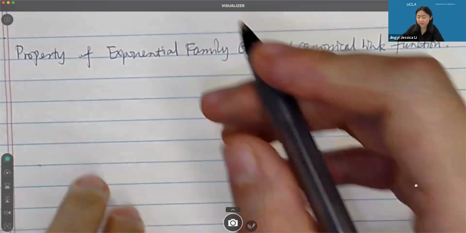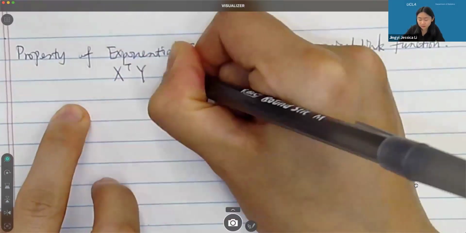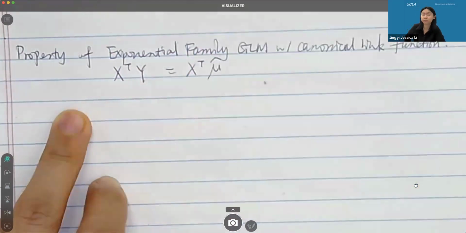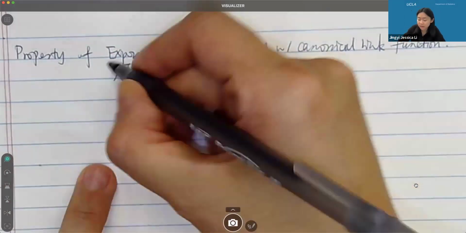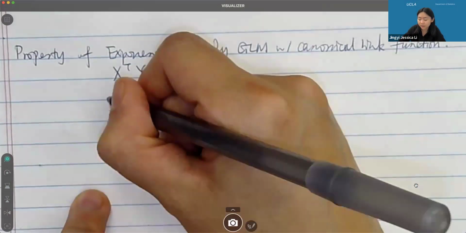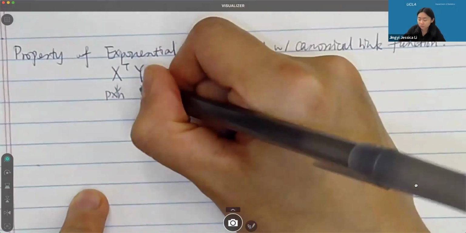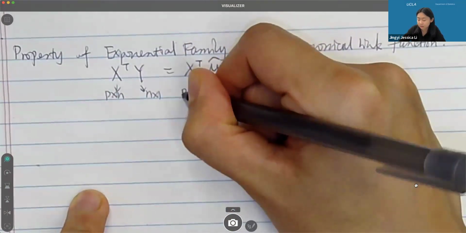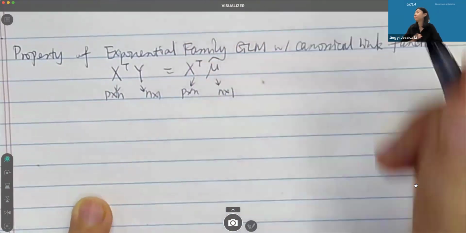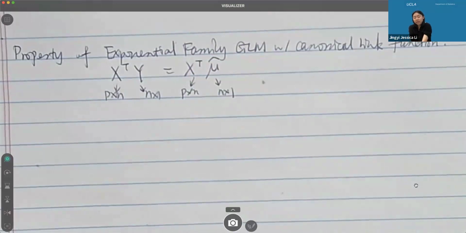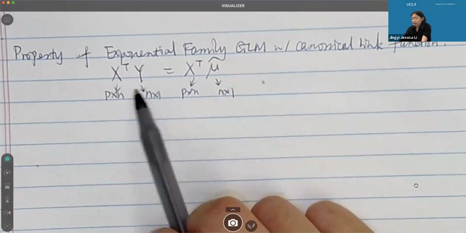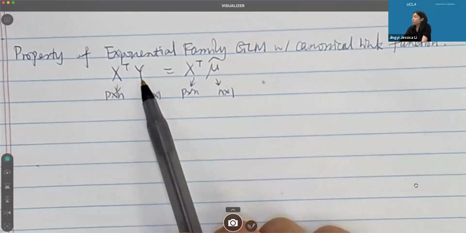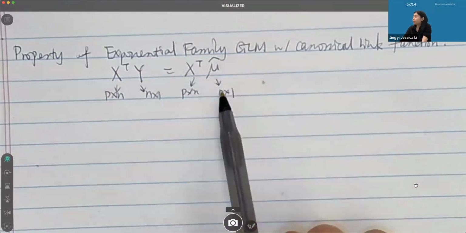It is X transpose y equals X transpose mu hat. This is very simple, and is sometimes called the normal equation for a linear model. X transpose is p by n, the transpose of our design matrix, and y is n by 1. The same holds on the right-hand side, p by n, n by 1. Essentially, it says that for each predictor, if you take its n values and do the inner product with the response, it's the same as the inner product with the predicted response.